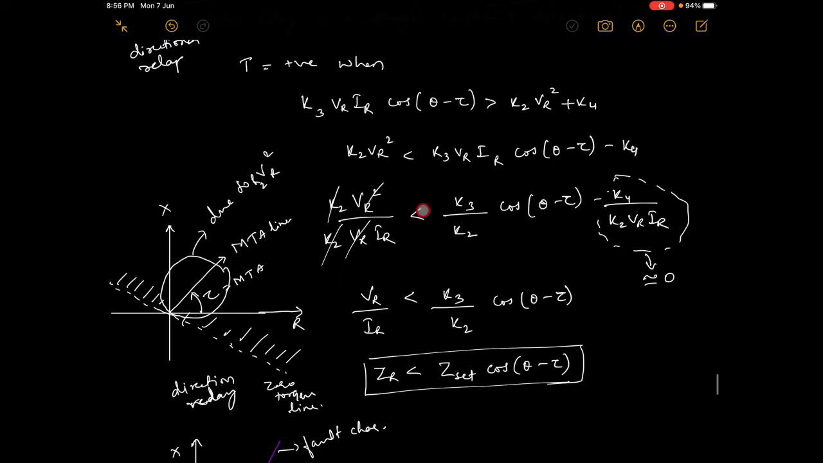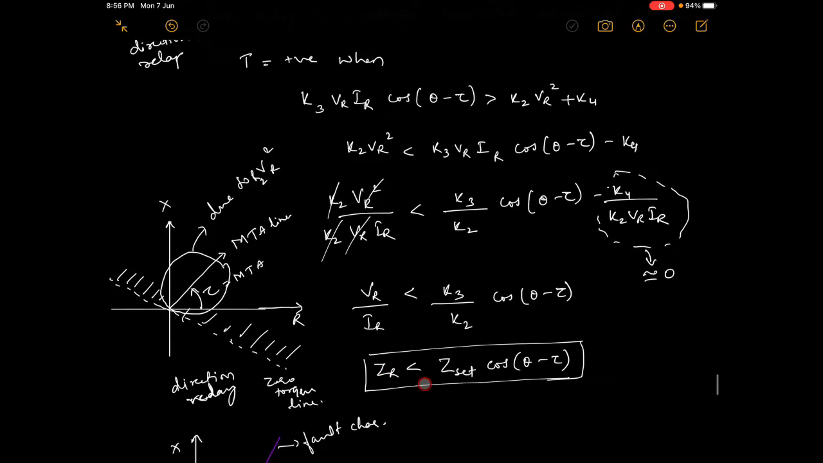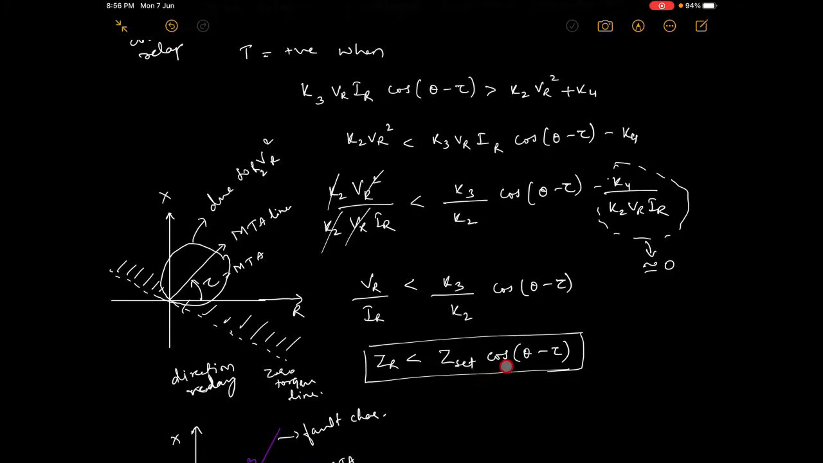Okay, so hope you have gone through this equation, and ZR is less than Z set cos of phi minus, or theta minus tau. This cos term is extra when compared to your impedance relay. In impedance relay you had only ZR less than Z set, you have this extra. So what does this extra mean? Okay, we shall see it.